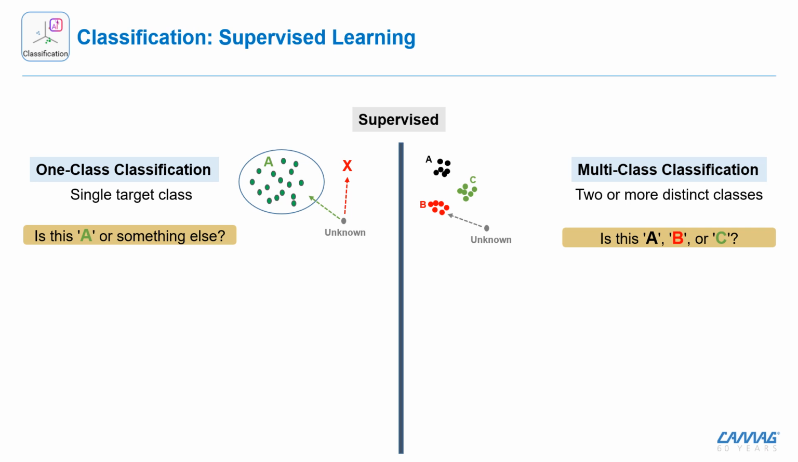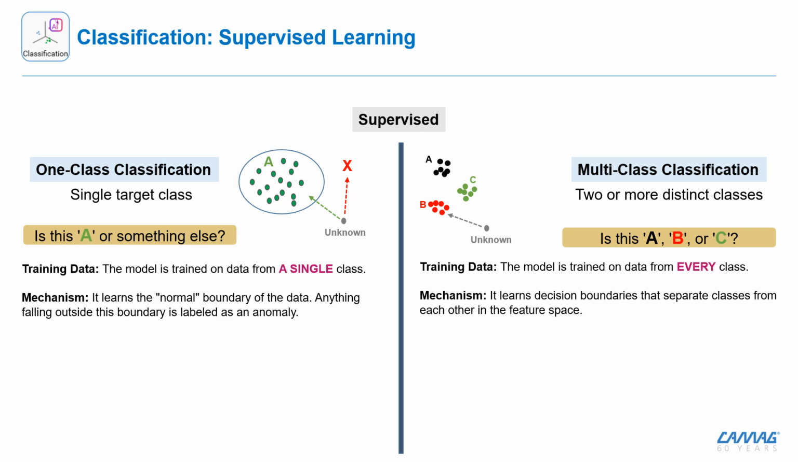The one class classification is about answering the question, is this sample A or something else? While the multi-class classification is about answering the question, is this sample A, B, or C? In one class classification, the model is trained on the data from a single class, while in multi-class classification, the model is trained on every class.